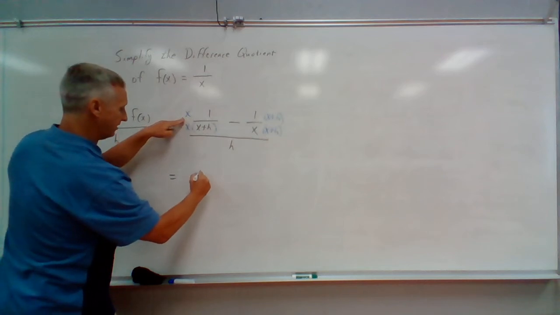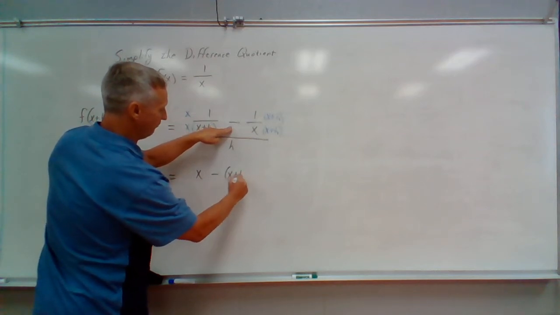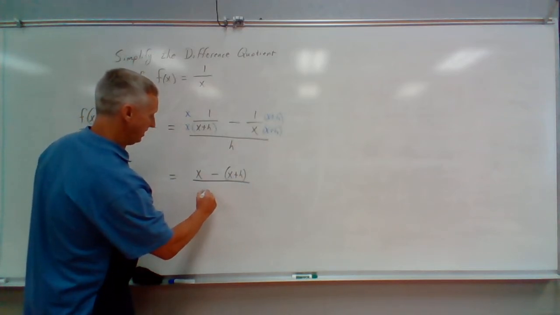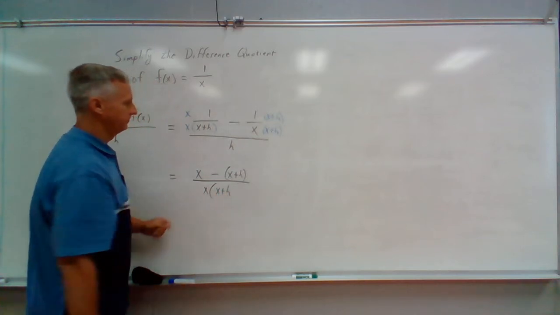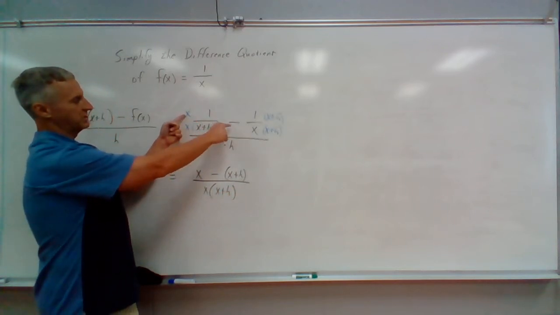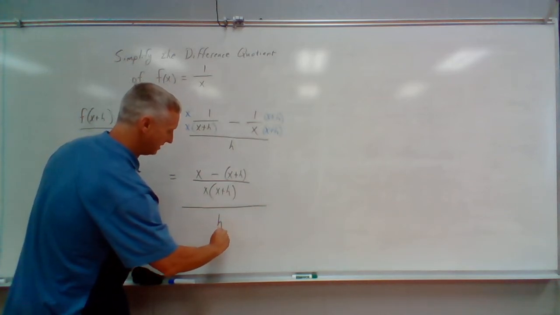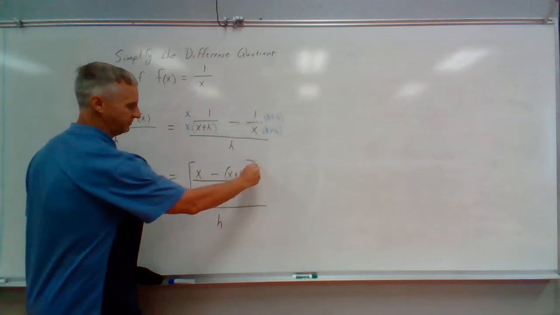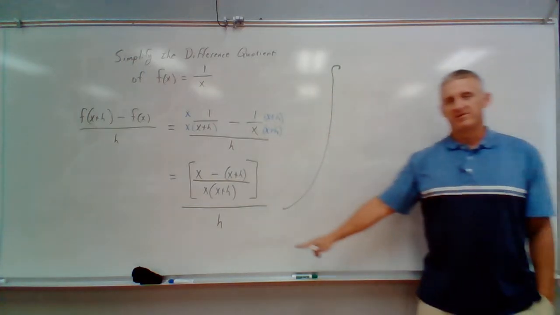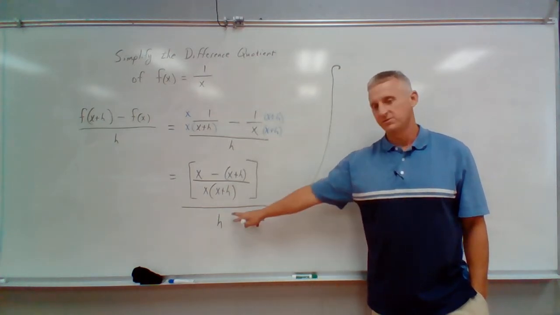So on the top, I'll have x minus x plus h. Be really careful to leave the x plus h inside parentheses. And that's over x times x plus h. So common denominator, it stays the same, and I just subtract the top, x minus x plus h. And that's all over h. I'll keep all this stuff together. Dividing by h is the same thing as multiplying by 1 over h. So we'll do that in just a second.